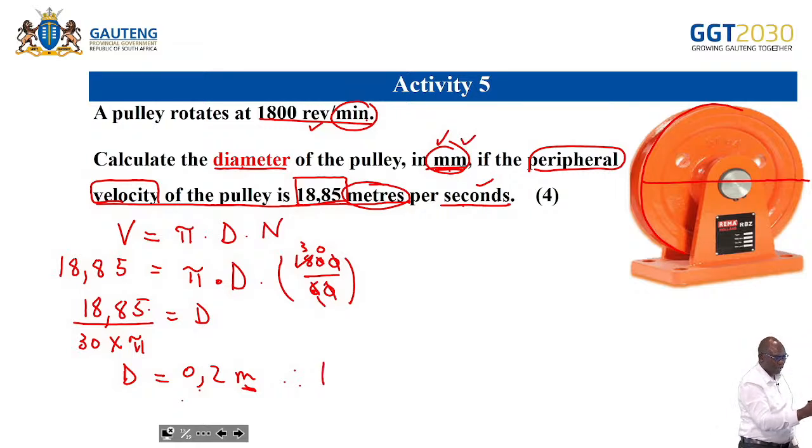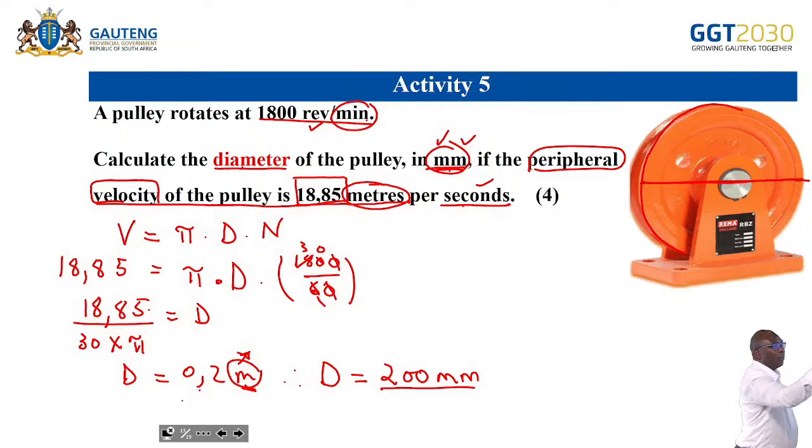So the question says the diameter must be in millimeters. How do I change meters to millimeters? If you know your metric system correctly, then you know that from meters to millimeters, I must multiply by 1,000. And if I multiply that by 1,000, I'm going to get 200 millimeters. So on my pulley, the diameter is 200 millimeters there.